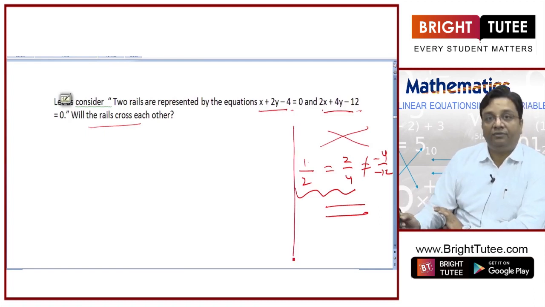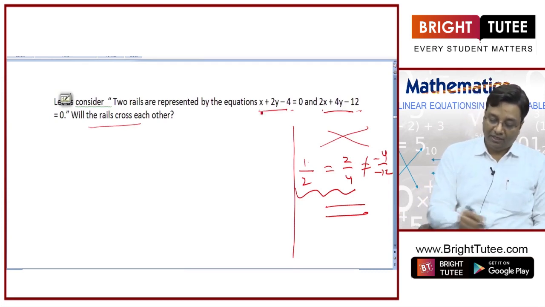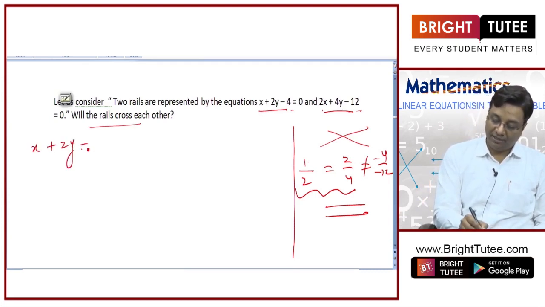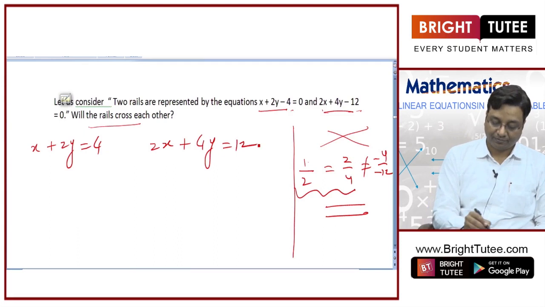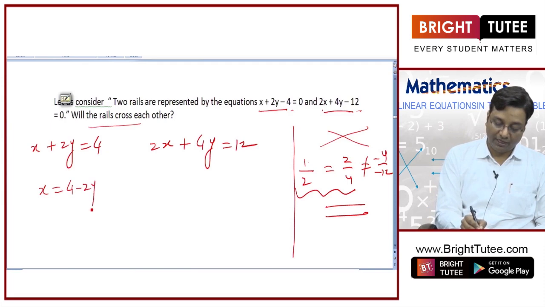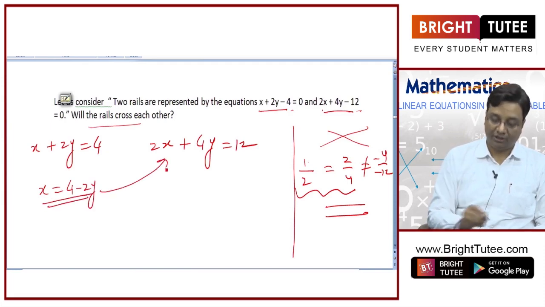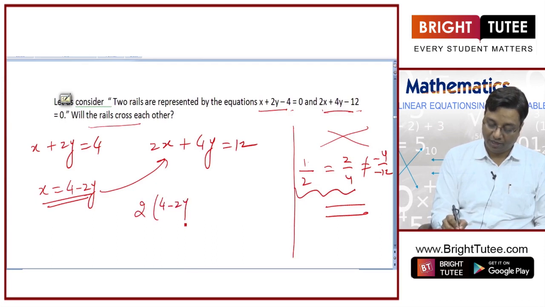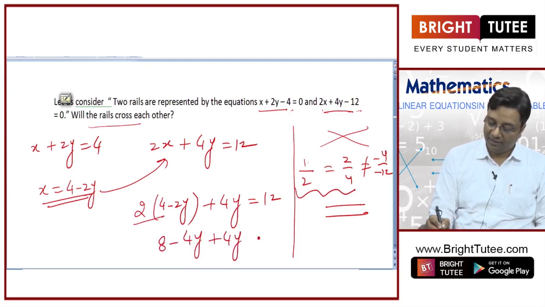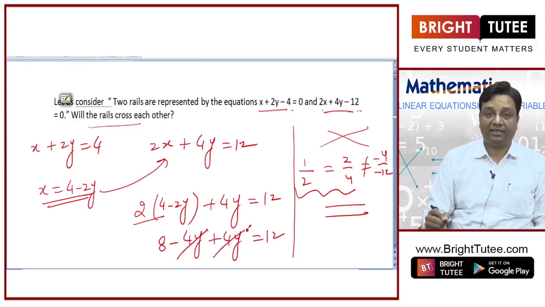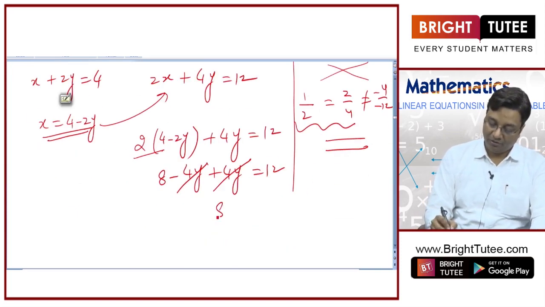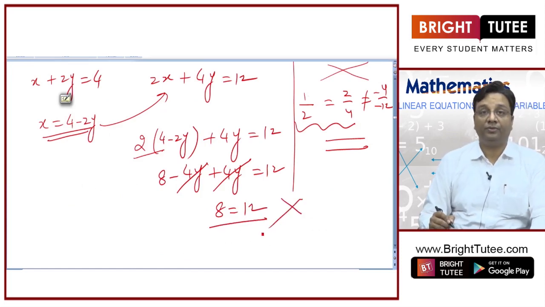Now, let us look at it from the substitution method point of view. First equation, x plus 2y is equal to 4. Second one is 2x plus 4y equal to 12. Okay. Now, from this one, if I take x equal to 4 minus 2y and substitute this in this equation. So, twice of (4 minus 2y) plus 4y will be equal to 12. This is 8 minus 4y plus 4y equals 12. Now, this 4y will get cancelled here. 8 is equal to 12, which is not true, right?